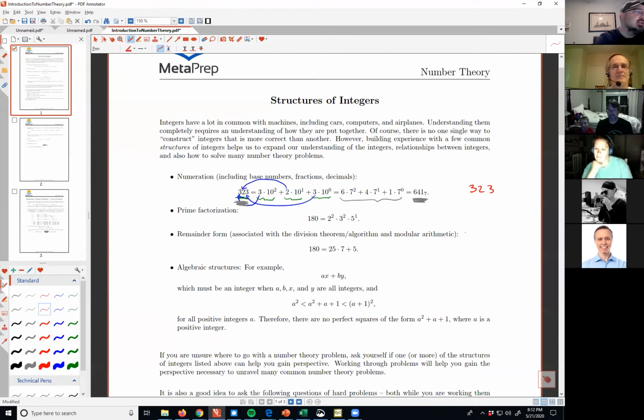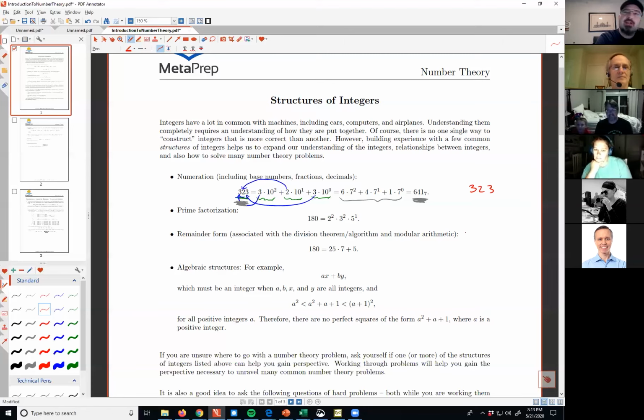So that's one way to think of an integer, is just in terms of its digits. How much is it? Another way to view an integer is in terms of its prime factorization. There's only one way to break an integer into primes that we multiply together. And next week we'll talk a little bit more about this one, but this is one more method.